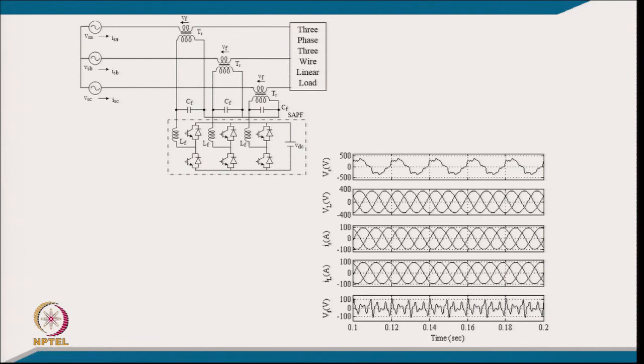This is the typical circuit of the series active filter. So, we have a linear load here, and a series active filter which takes care of this voltage harmonic compensation. This is the supply voltage, and we have a load voltage which is filtered after the injection. The load current and supply current are the same because it is series, and these are the voltages injected by the series filter.